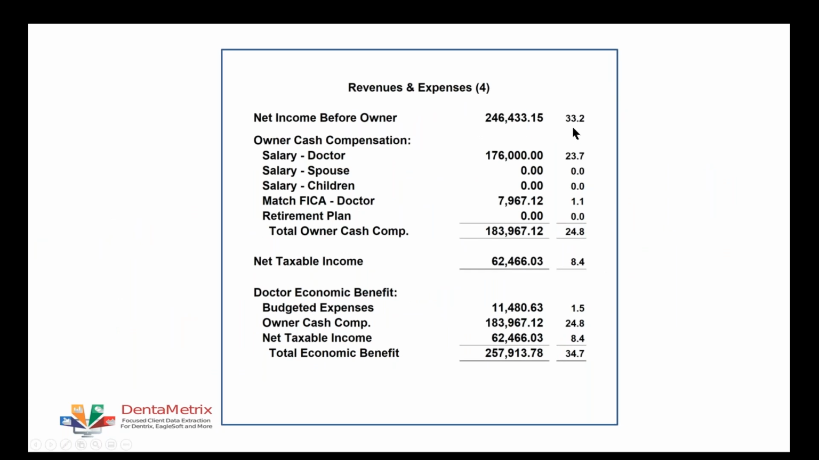Here's that 33%. And here's the owner's cash compensation: salary, perhaps salary for spouse, children, FICA, retirement plan, etc. And so his net taxable income to pay income taxes on is $62,000.